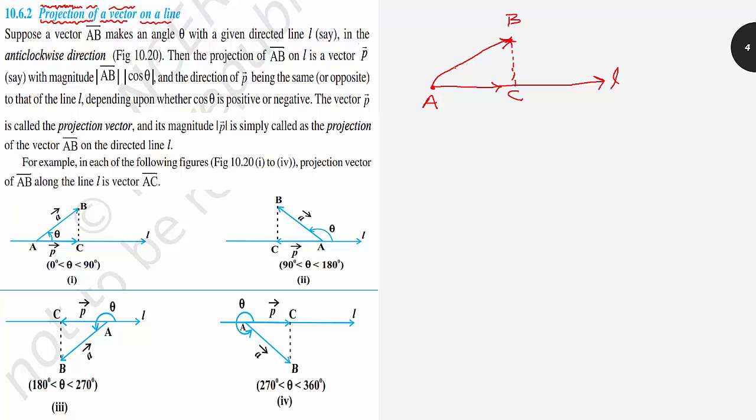So by doing this construction, you are going to see an angle theta here. Projection means a simple thing. Suppose this is a vector AB, and the shadow of this vector AB is going to fall on this line L, and that is nothing but the projection of AB on line L.